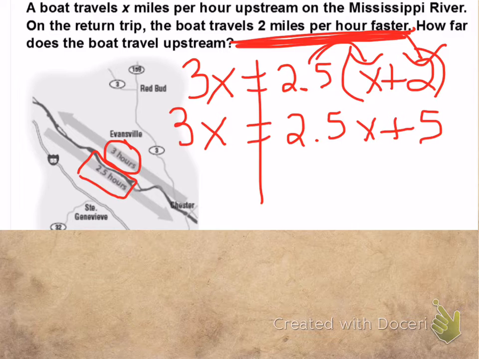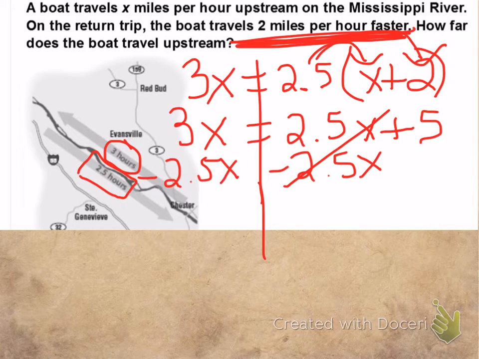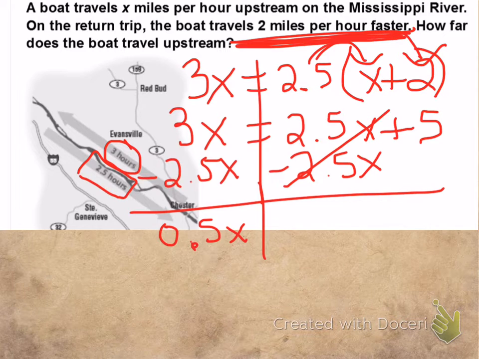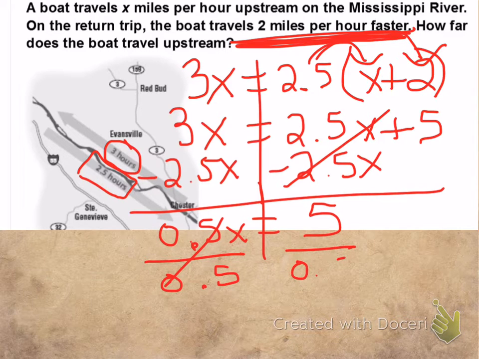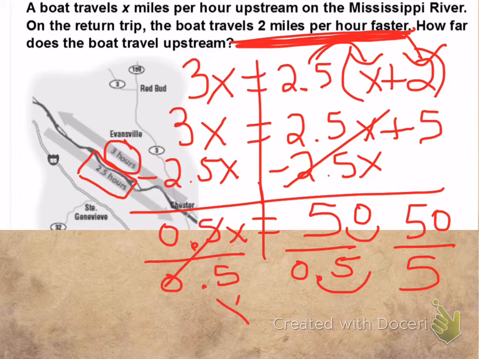And now I have to bring the x's together. So I have to bring the 2.5 over. I can't bring the 3 over because I cannot be left with 0 on one side. Okay, so 3 minus 2.5 is a half, or 0.5x, equals 5. I'm going to divide by 0.5. Okay, remember the little trick? Move your decimal once. So really I have 50 divided by 5. So x equals 10. So that means the boat travels 10 miles per hour.